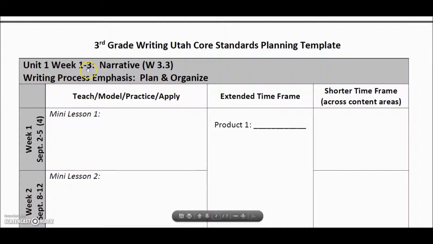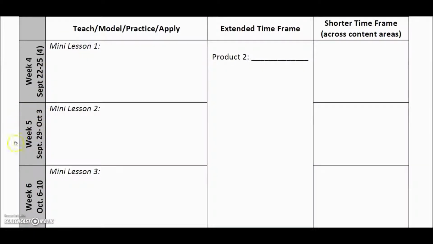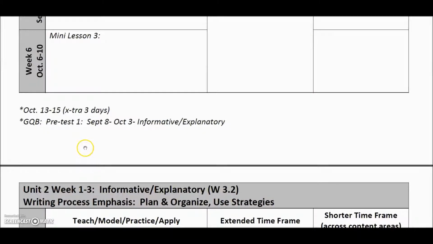The first 3 weeks we've aligned all of these writing genres to match with the Granite Quarterly benchmarks. So you'll see that the first 3 weeks were narrative. The second 3 weeks were informative explanatory for Unit 1. You'll also see that we have them mapped out for each week so it fits throughout the year. And then you'll see the Granite Quarterly benchmark and what is being tested for that benchmark.